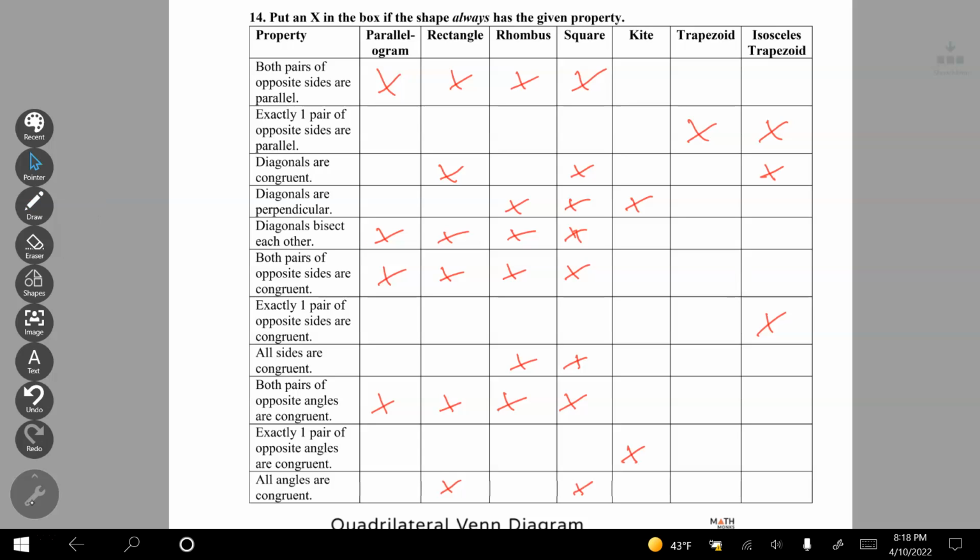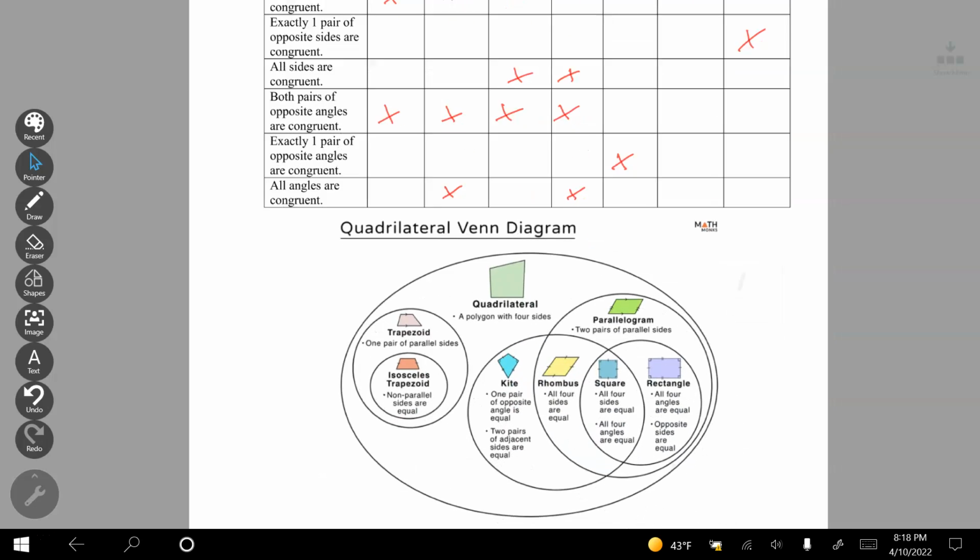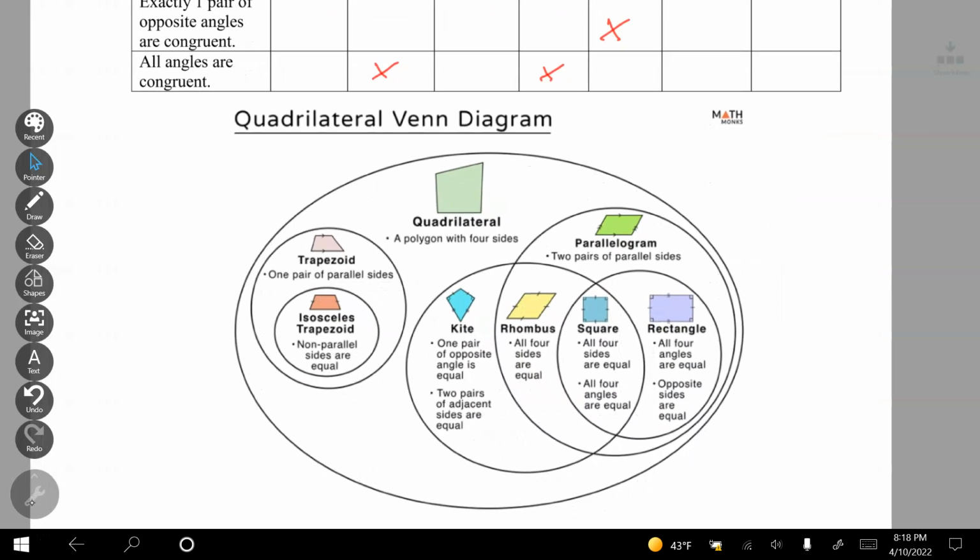So we have all these properties, and it applies to some and not to others. And in the bottom of this page, I have this big giant Venn diagram that we had earlier, but we added more things. Not only do we have quadrilaterals, but how we break up quadrilaterals into parallelograms, and things that aren't parallelograms, and so on and so forth.